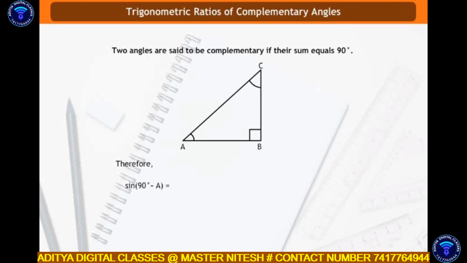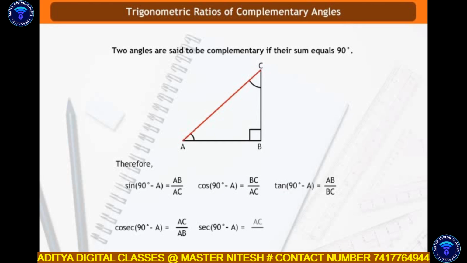Therefore, sin 90 degree minus A is equal to AB by AC. Cos 90 degree minus A is equal to BC by AC. Tan 90 degree minus A is equal to AB by BC. Cosecant 90 degree minus A is equal to AC by AB. Secant 90 degree minus A is equal to AC by BC. And cot 90 degree minus A is equal to BC by AB. Let them be equation 2.